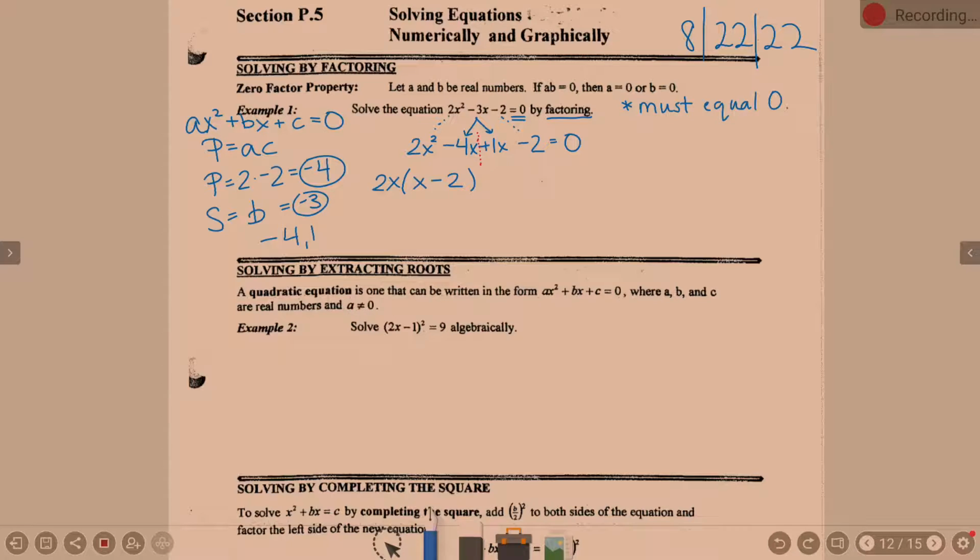Then we repeat the process for the second half. 1x minus 2, or in other words, x minus 2. GCF, greatest common factor. X. Do they both have an x in common? Just a 1. Now, do me a favor, don't tell me nothing. There is a GCF, and I'm going to call it 1.